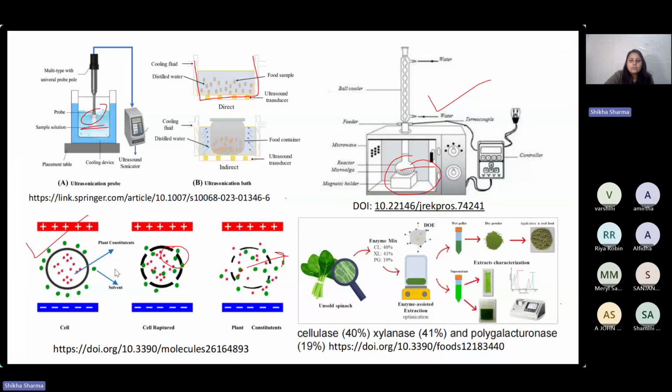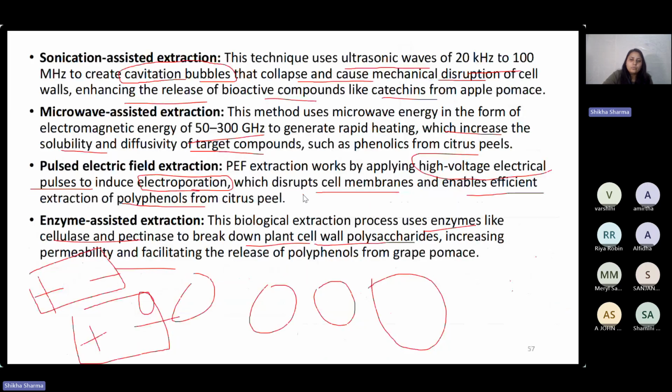If we see here is the example. In the spinach, basically unsold spinach, a different enzyme mix, like cellulase 40%, xylanase 41%, and polygalacturonase 19%, is put, and the enzyme assisted extraction is done, and the extracts are characterized for their bioactivity. How much bioactive extraction is there.